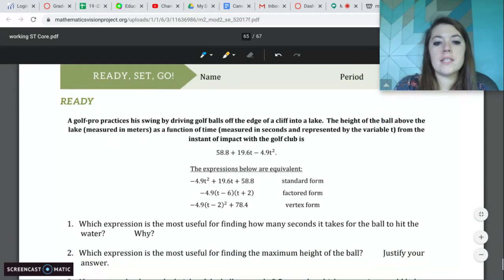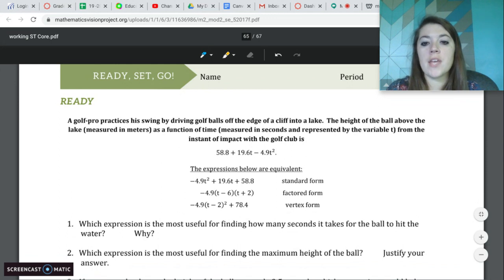A golf pro practices his swing by driving golf balls off the edge of a cliff into a lake. The height of the ball above the lake, measured in meters, as a function of time, measured in seconds and represented by the variable t, from the instant of impact with the golf club is 58.8 plus 19.6t minus 4.9t squared. So it's a quadratic equation just kind of flipped around. Instead of having the squared term first, it's got the constant term first. The expressions below are equivalent.